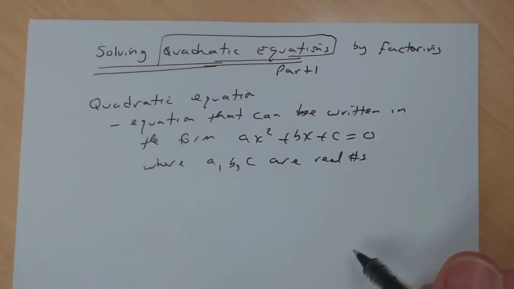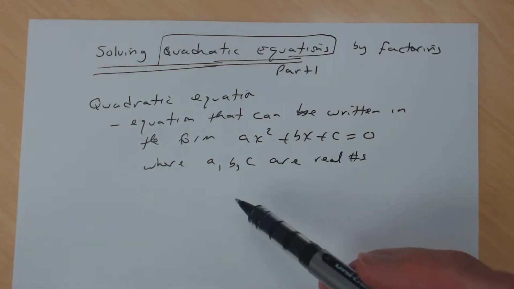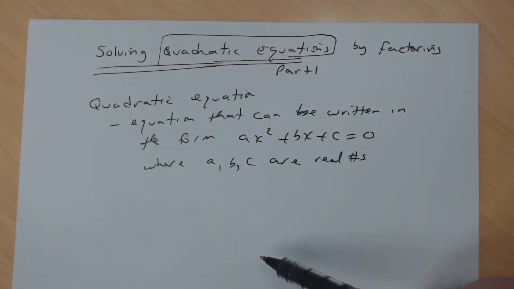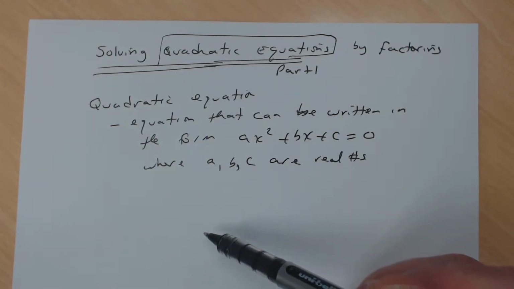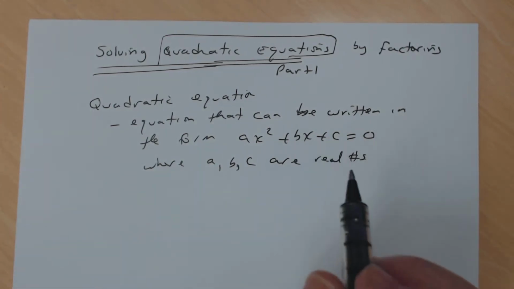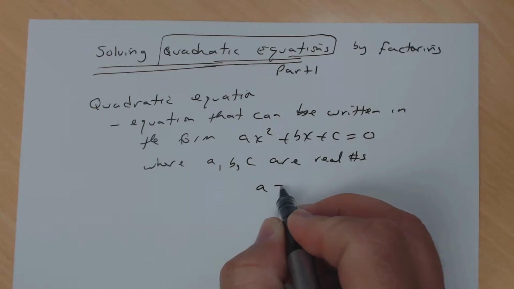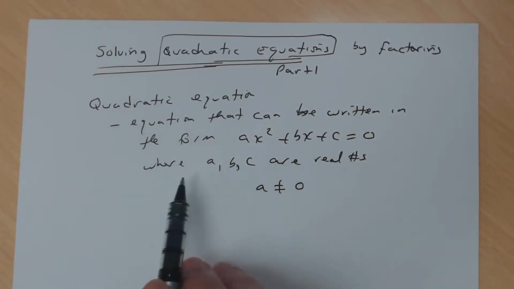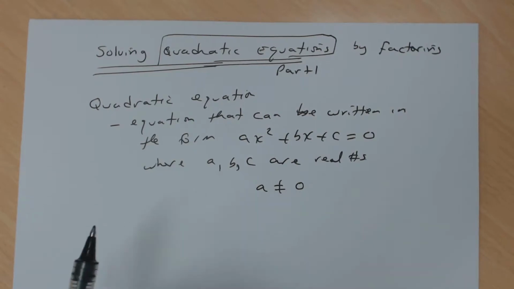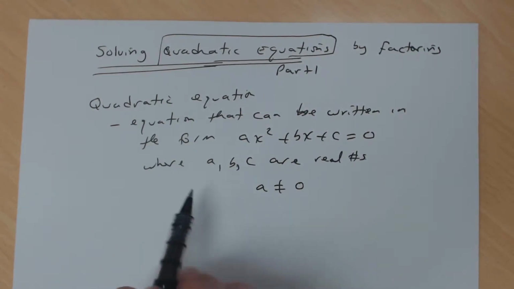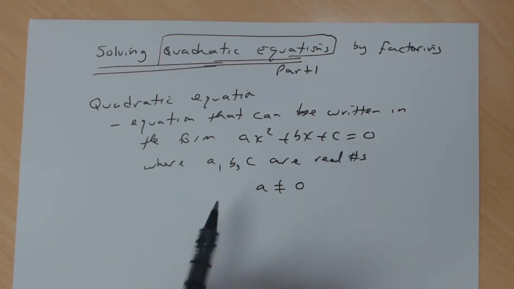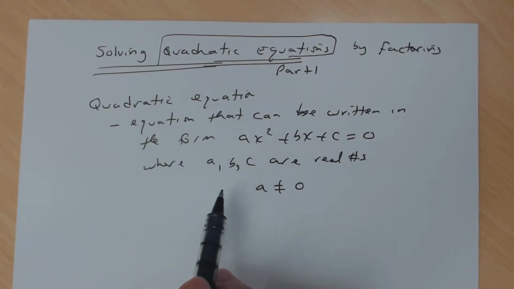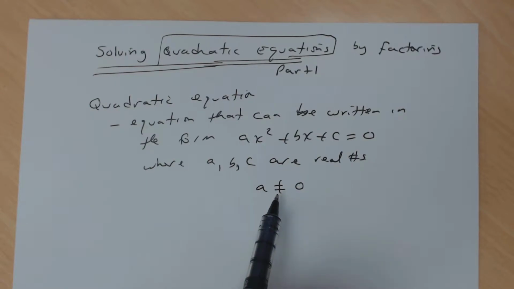So they could be decimals, they could be fractions, they can be integers, they can be whole numbers, and so forth. They can be rational numbers, irrational numbers. But you're told that a cannot equal 0. So a, b, and c can be any real number, but a cannot be 0. B and c can be 0. You will look at problems where b and c are 0, but you will notice as you go through this that a is not 0.